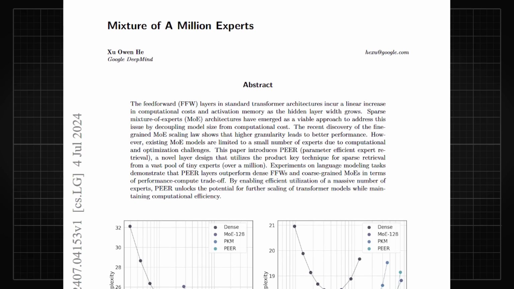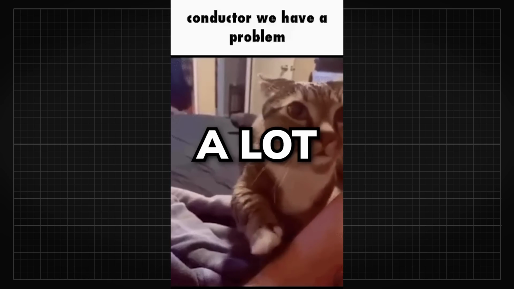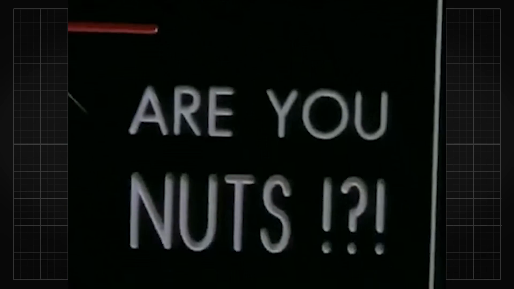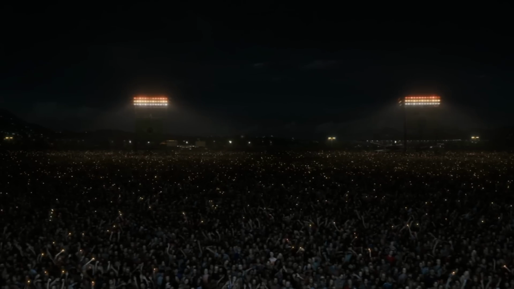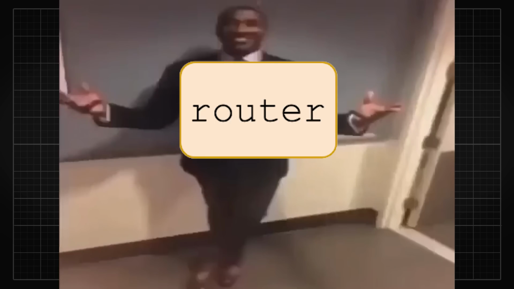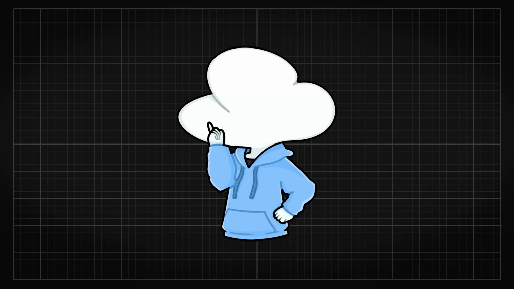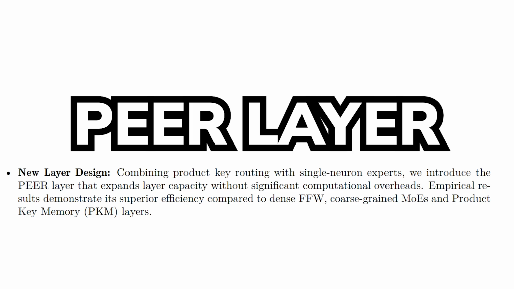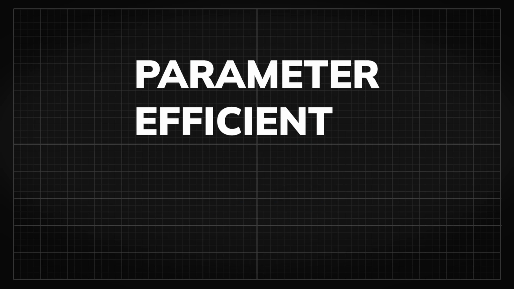Well, of course, this is not a brute force method either. There come a lot of problems if you just spawn a million experts. Like, imagine the slowdown of having a router picking a few top experts out of a million of them when you run it. So the typical router has to take its leave here. Instead, the author proposed something called a PEER layer, short for parameter efficient expert retrieval.